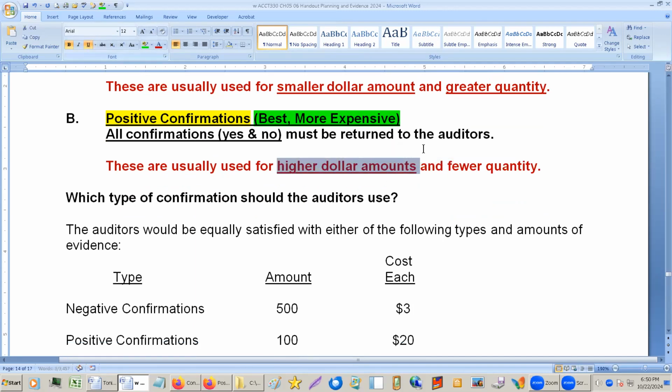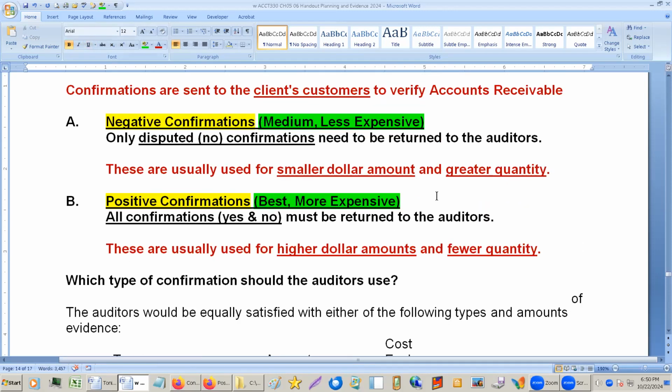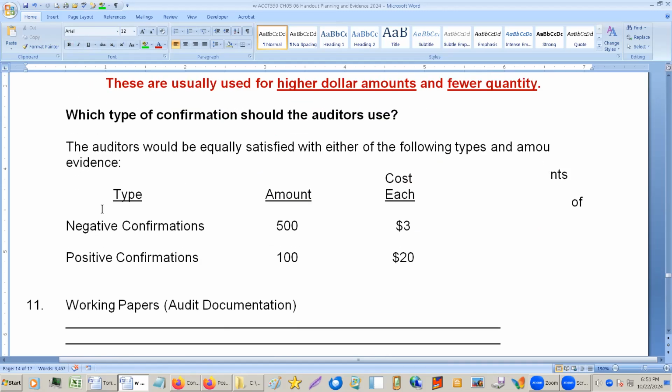And with these, you might insist on all of them being sent back. Maybe they're material. If you're talking about millions of dollars in accounts, you'll take the time to track those down, because any one of them being fictitious could be material. So negative ones are for smaller dollar amounts, so that even if they don't send one back, it's probably not that big a deal because they're probably not material. Positive ones, especially if they're material accounts, you're going to want to see all of them come back, because with high dollar amounts, any one of them might be material. There's also the cost factor, though.